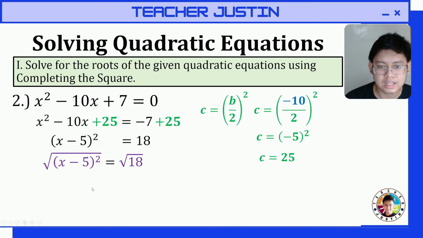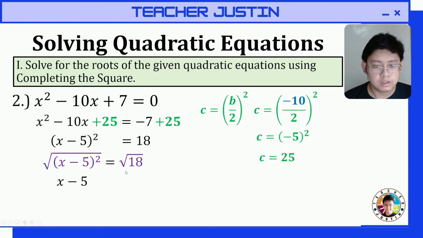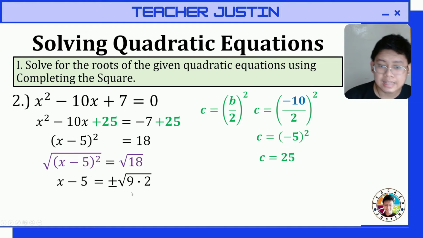So, let's take the square root of both sides. We will have x minus 5 equal to the square root of 18. Remember that the square root of 18 has a perfect square factor, 9, and the other factor is 2. So we get the factors of 18 with a perfect square, 9 times 2. Then let's simplify this. Take note that we also have positive and negative, because we applied the square root property.